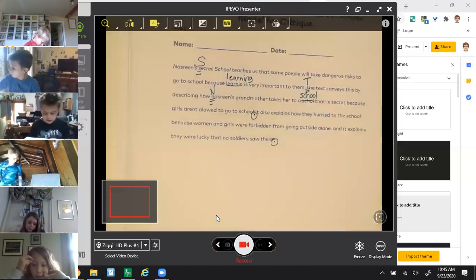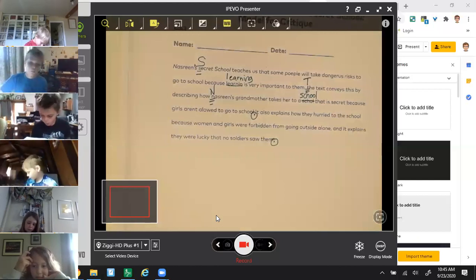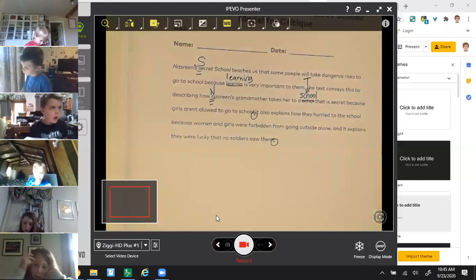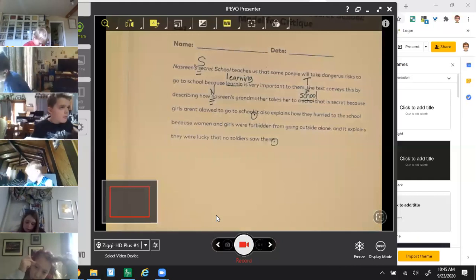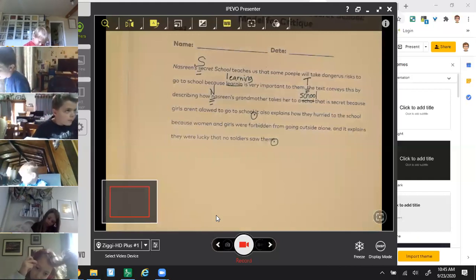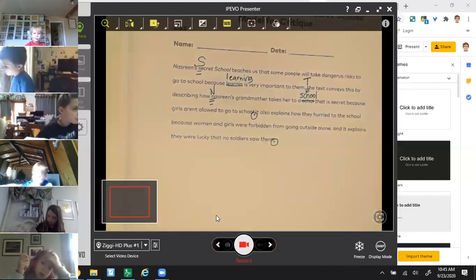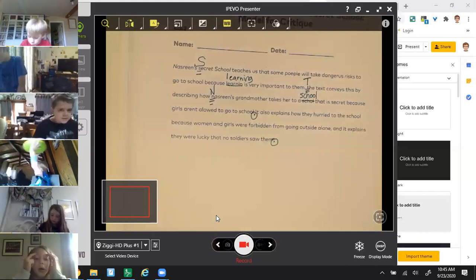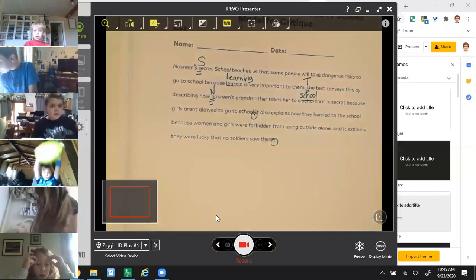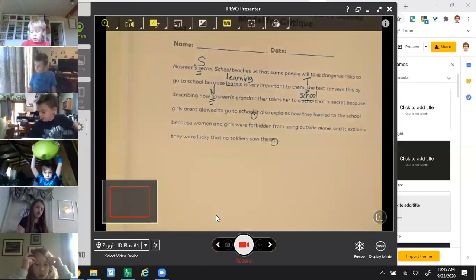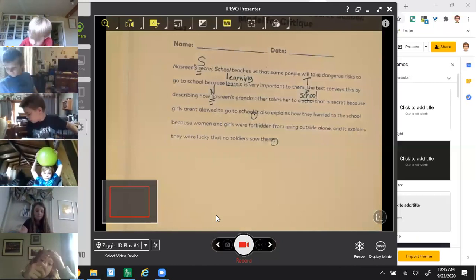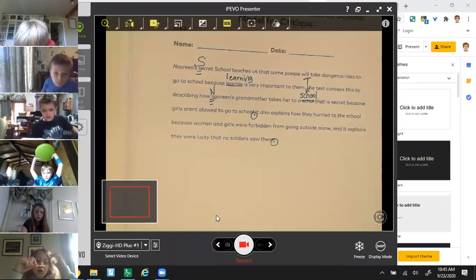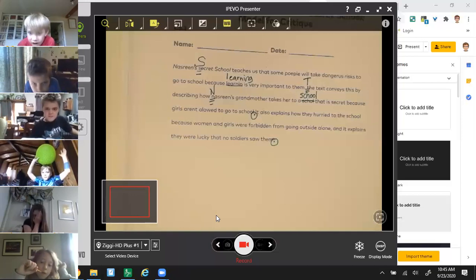So let's read it. The text conveys this by describing how Nazarine's grandmother takes her to a school that is secret because girls aren't allowed to go to school. That was one of our details. What do you think is around? There are some things around. Give you a hint. There's a punctuation. And I found one. Okay, hold on just a second, my friend.